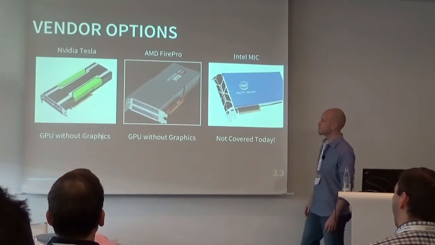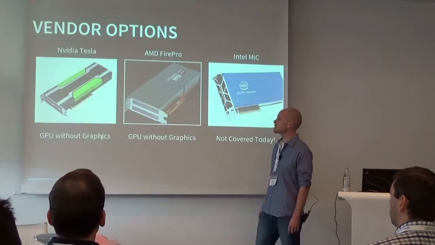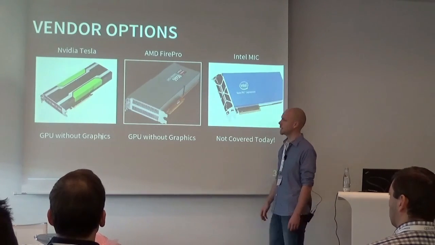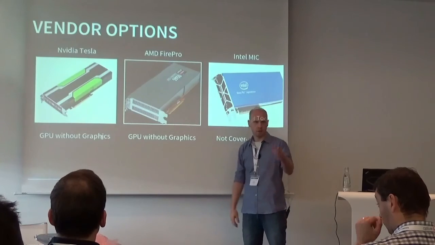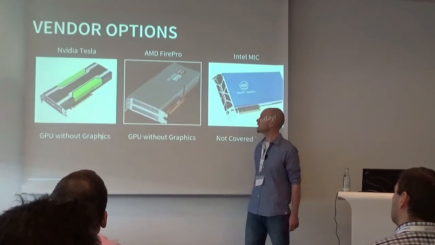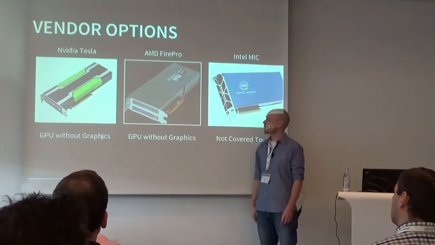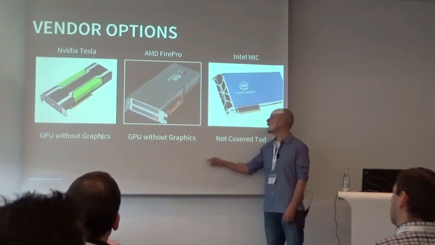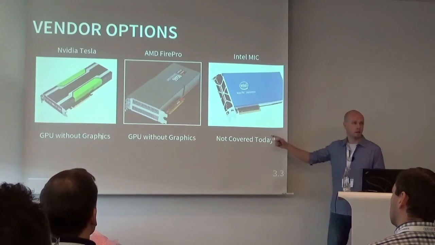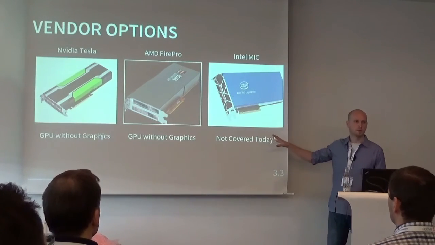So what are your vendor options? Most of you probably know this already. We have NVIDIA on the left-hand side with their Tesla line, similar to the card that is going around. This is a GPU without graphics, so to speak. Then AMD with their FirePro series. And then there's the Intel Xeon Phi accelerator. I have another disclaimer: I'm not going to talk about this today, okay?